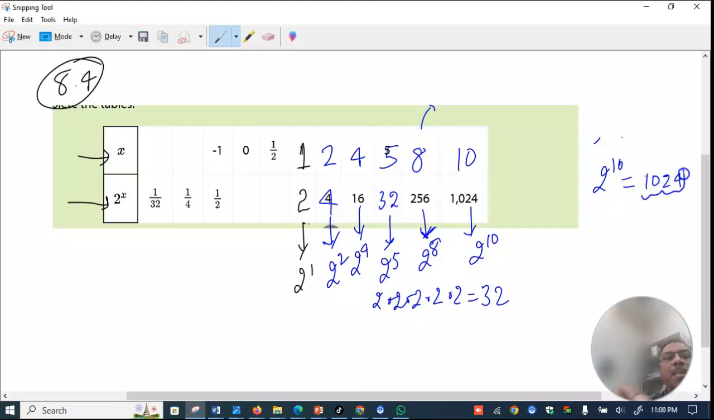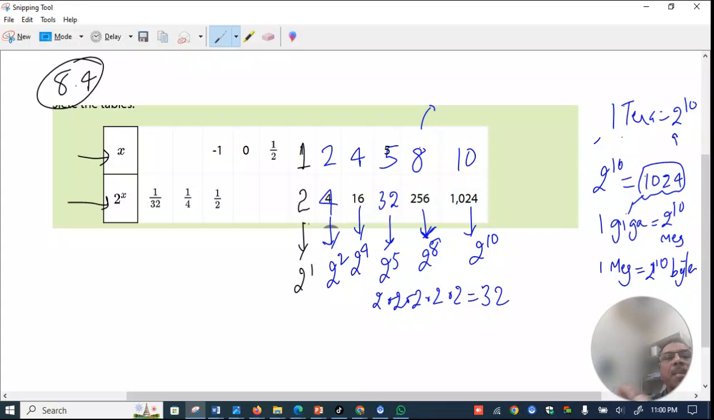So 2 raised to 10 is 1024. So this number is very important because it's like 1 gigabyte is 2 raised to 10 megabytes. So this is megabyte, and 1 megabyte is 2 raised to 10 bytes, and so on. Again, if you want to write 1 terabyte, then it is 2 raised to 10 gigabytes, and so on. So this number is very important.